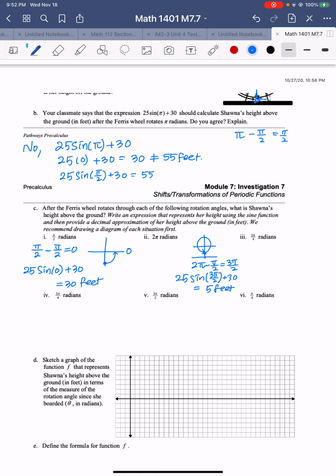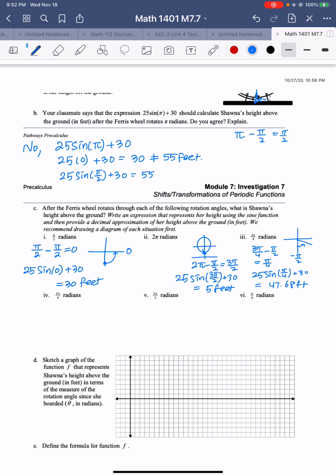Okay, 3 pi over 4 radians. Now she turns from the negative pi over 2, and then she only goes up to about here. So what you do is 3 pi over 4, subtract pi over 2, which becomes pi over 4. So she got 25 sine pi over 4 plus 30, and her height is 47.68 feet.